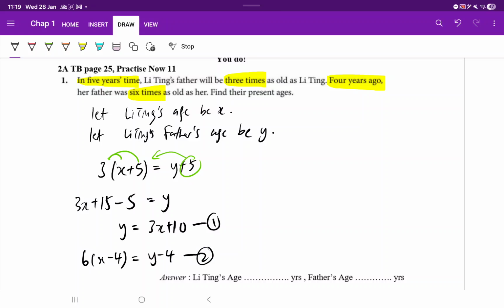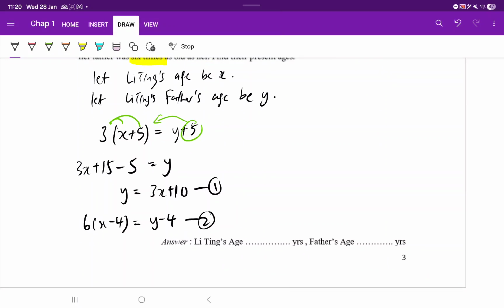Now some of you must be thinking, just now you said simplify then label. Then how come now you don't even need to simplify? You straight away label. Anyone has an answer? Because I already have equation 1, thank you. Because I already have equation 1, equation 2 doesn't need to be simplified. I just substitute straight away. Okay, like I said, save time, save effort.